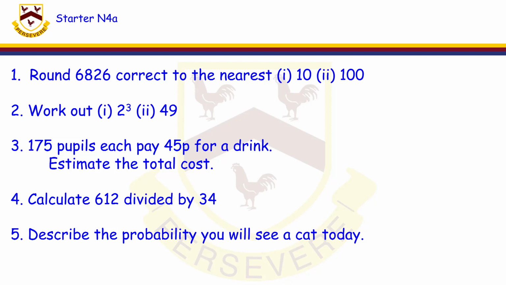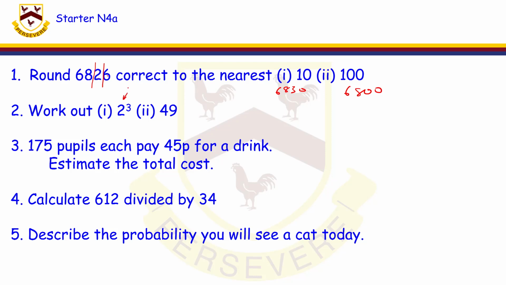Okay, question 1. Round 6,826 to the nearest 10. So to the nearest 10, put our line here. Does the 6 affect the 2? Yes, it does. So that's going to be 6,830. To the nearest 100, we put our line here. 2 doesn't affect it, so it's going to be 6,800.